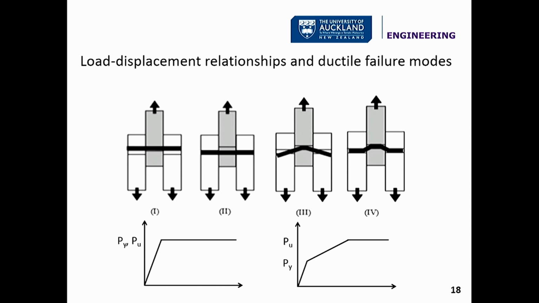Now, the load-displacement relationships associated with these failures are either purely elastoplastic for modes 1 and 2, or will have this type of load-slip behavior for modes 3 and 4. Here we have 2 plastic hinges in the fastener, and in this one we have 4 plastic hinges. In this one, the yield load Py would be given by this expression, using this value. And for modes 1 and 2, the ultimate and the yield will be the same.